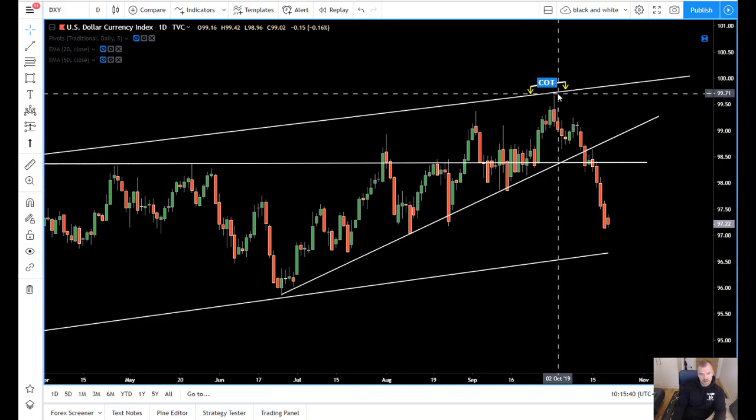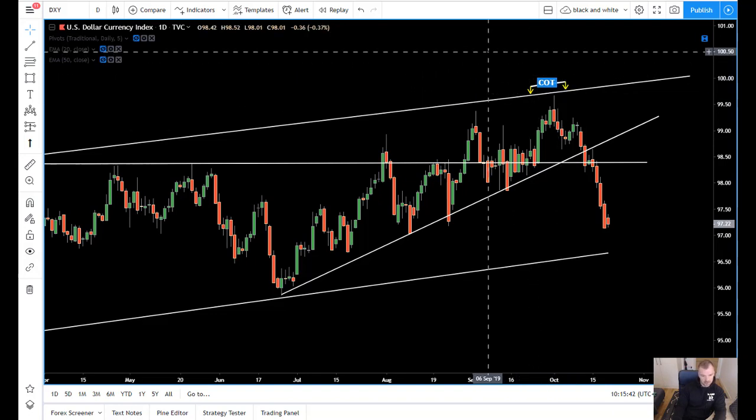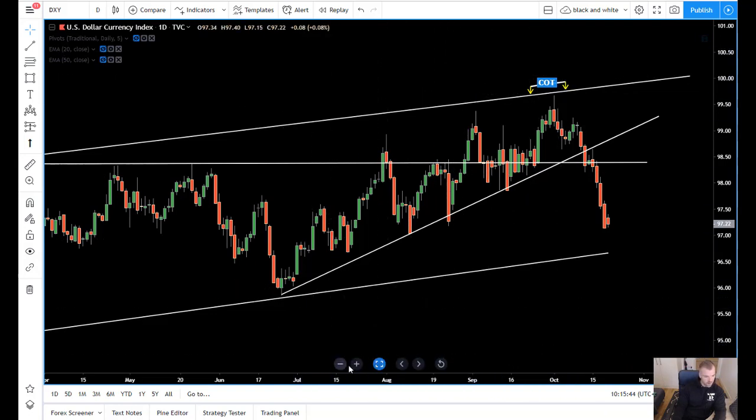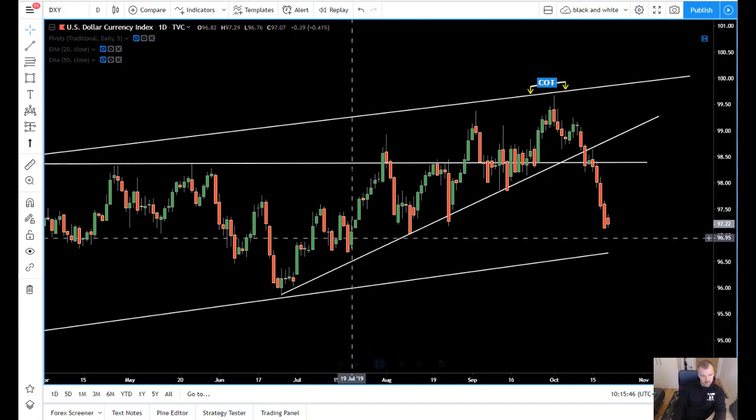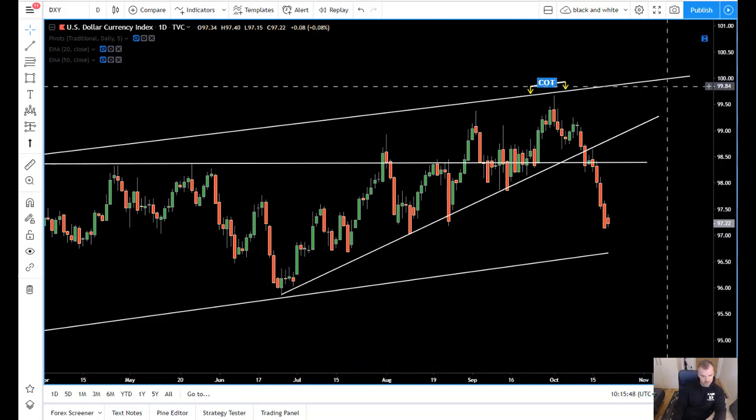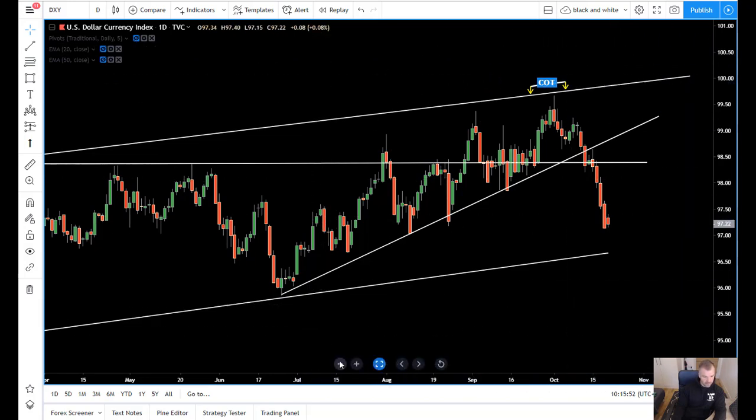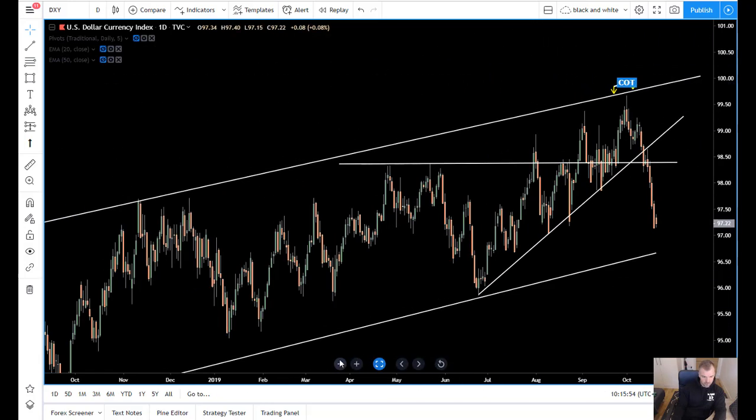Just going to take a look at the Forex markets and give you a quick overview of where we're looking at things this week. Primarily we always like to start with the dollar index. Now what we can see here, if I just zoom out a little bit, we're looking for our impulse and corrective patterns.